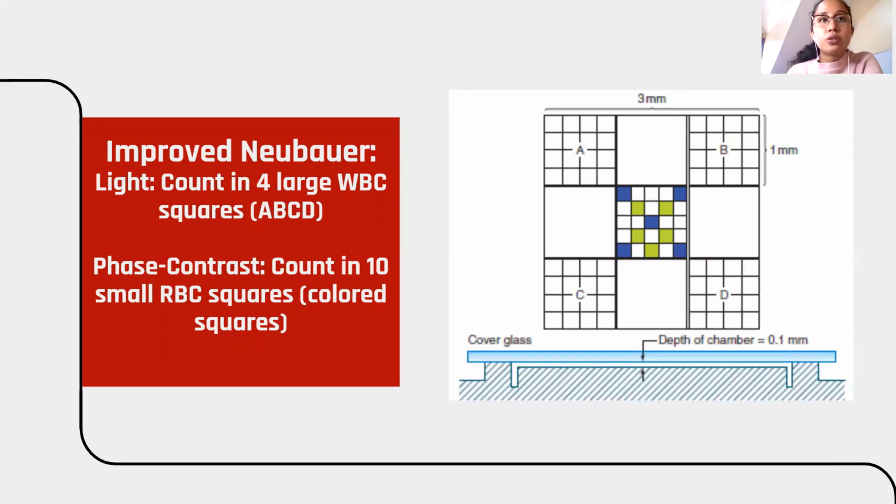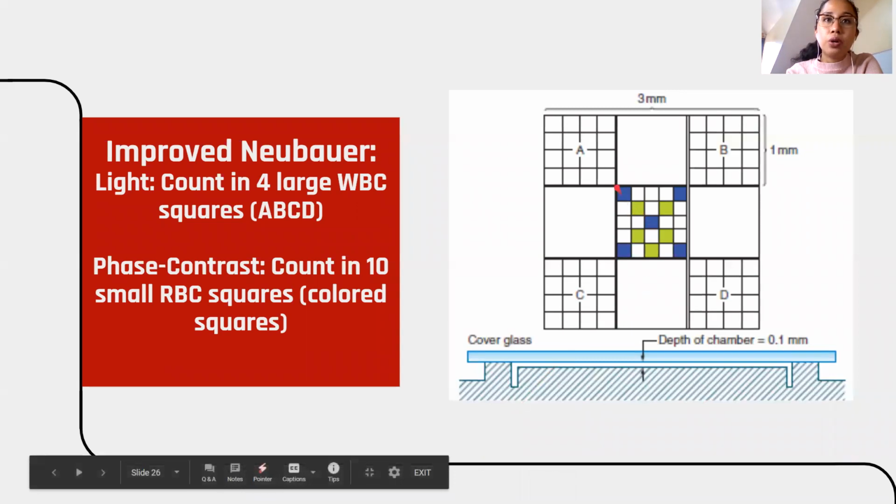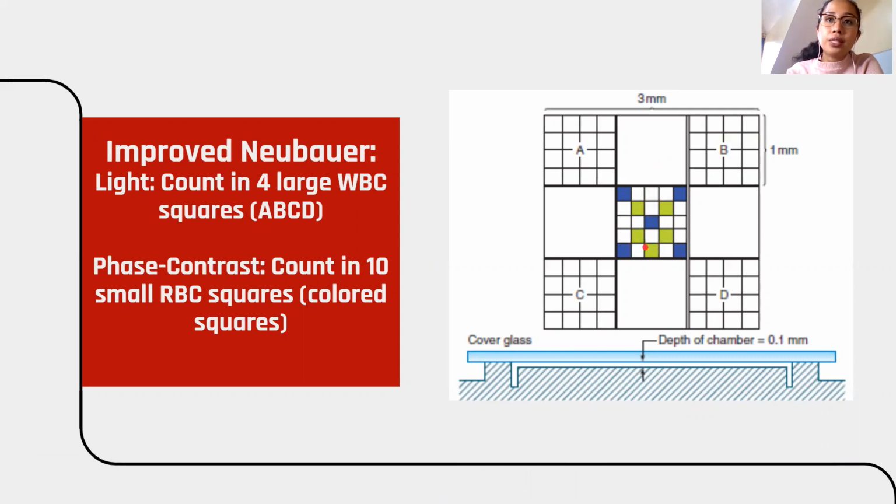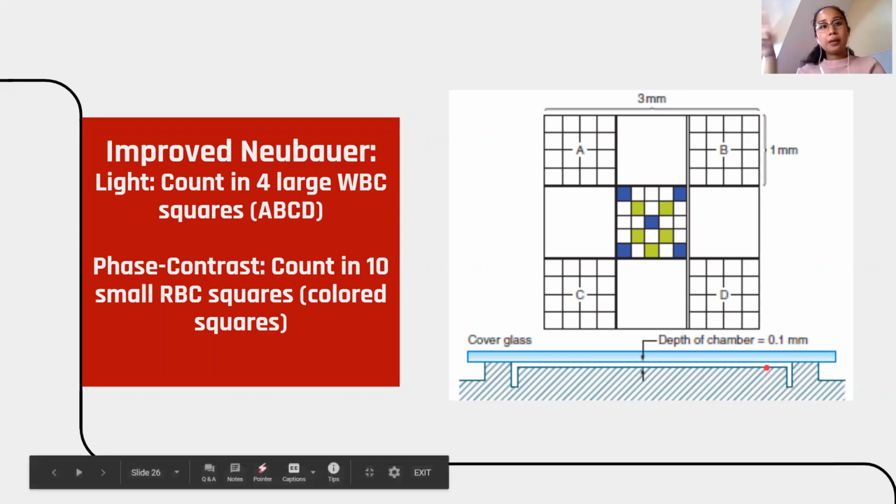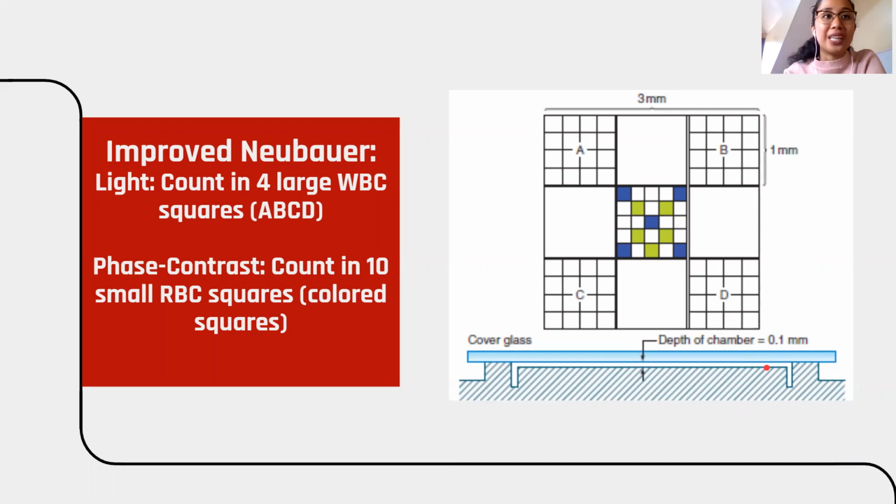So, same thing with your phase contrast. Nagbibilang tayo sa 10 small RBC squares. So, para makuha rin yung VCF, 1 divided by volume of the square times the number of squares you counted. So, ano ba ang volume ng isang RBC square? Kasi 1 millimeter to, so, 1 divided by 5, 0.2. So, 0.2 times 0.2 times 0.1, parentheses, times 10. Anyway, I'll show you.